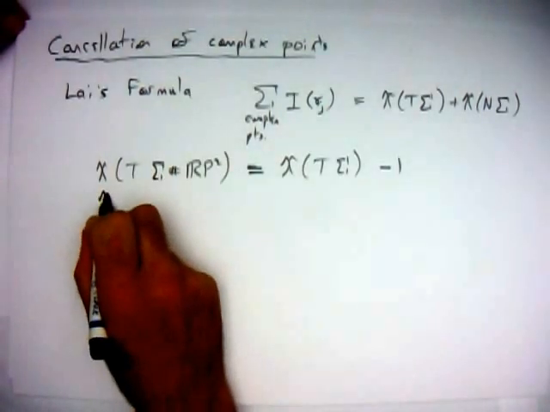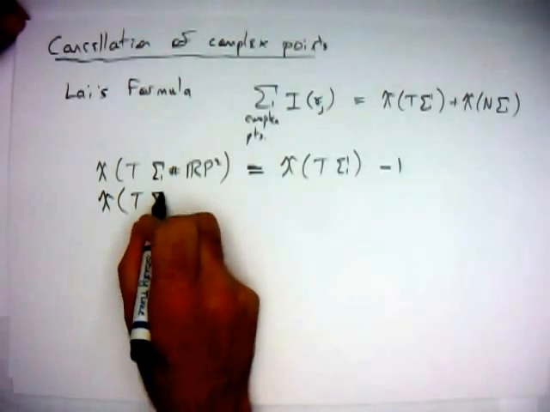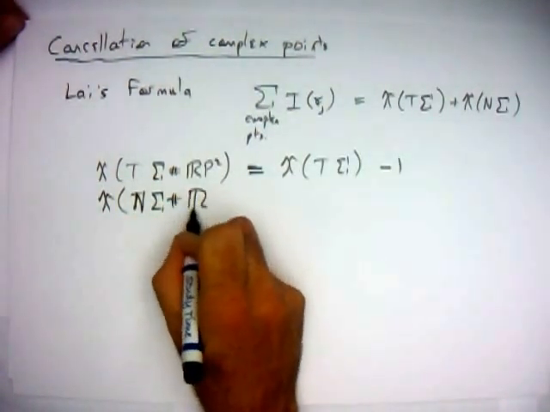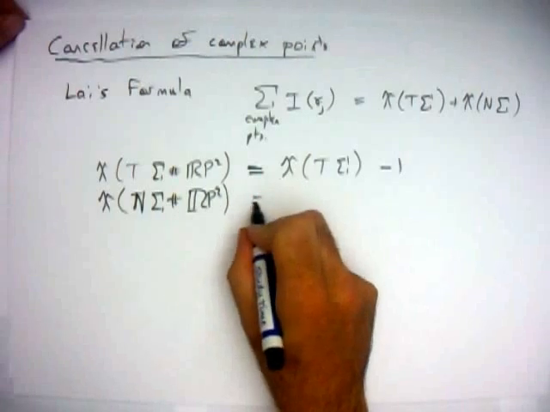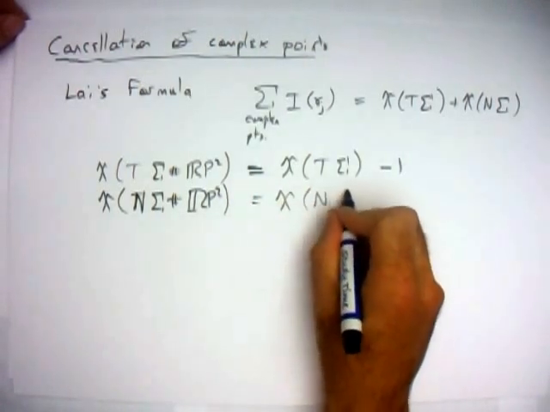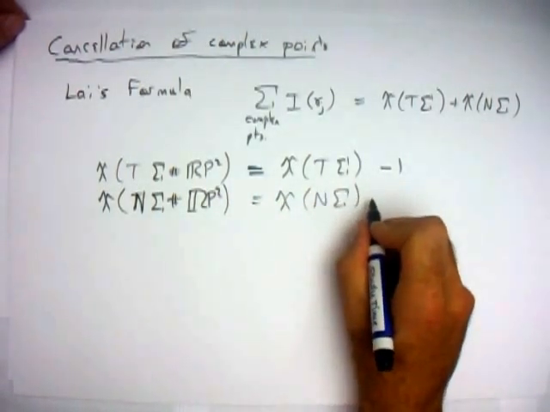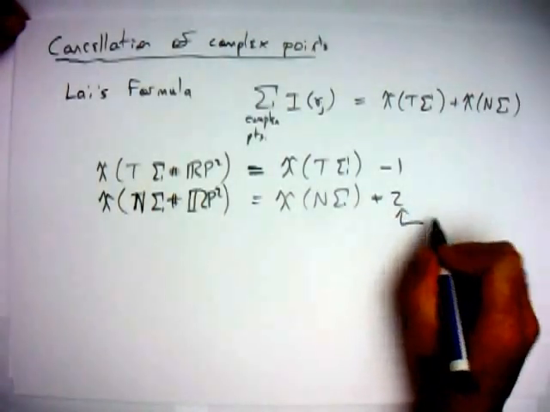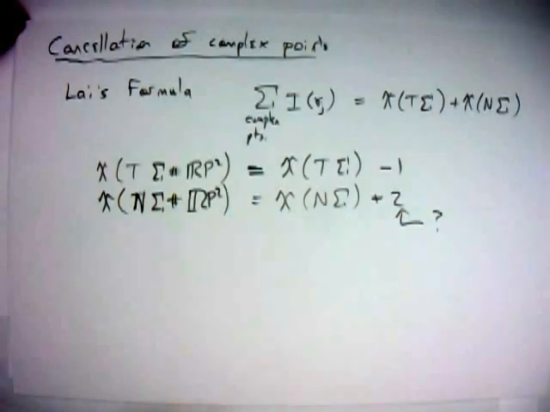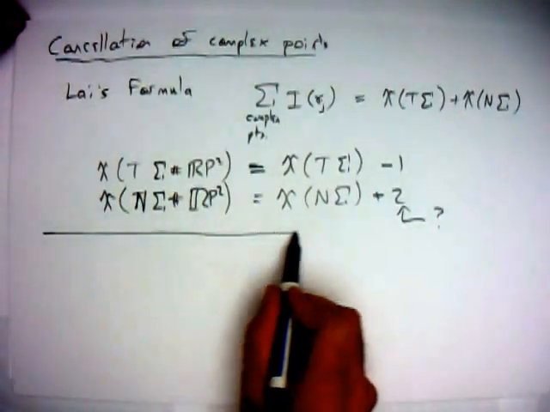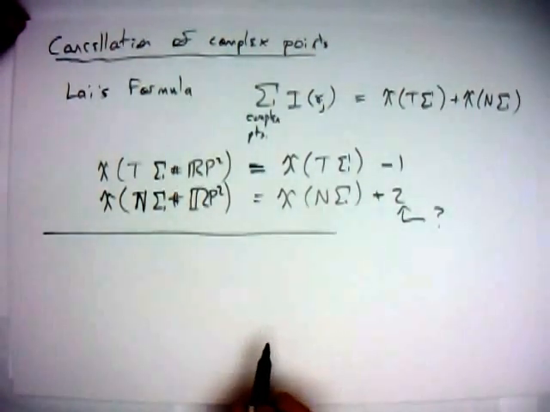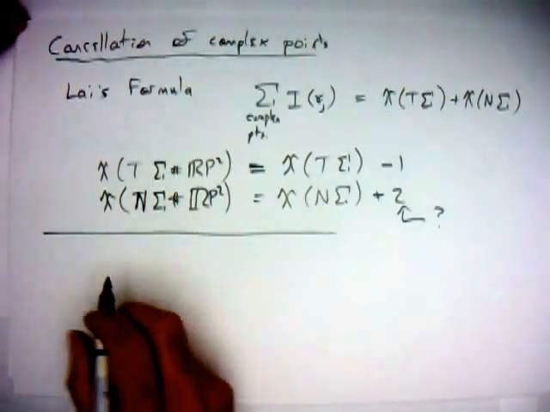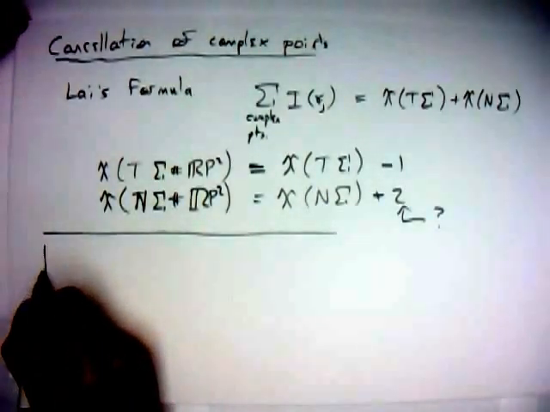And on the other hand, in the setting we're looking at, if you take the normal bundle and you connect sum with RP2, in fact the Euler number of the normal bundle of the original surface ends up adding 2 to it. Okay, so how can we kind of see this 2? Well, let's look at the picture in R3, because again we always have this setting to try and reinterpret these things. So let's just look in R3.